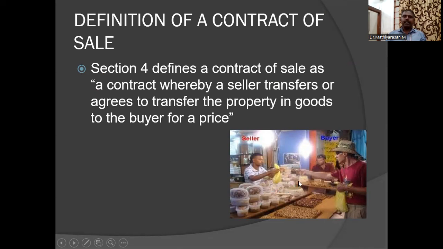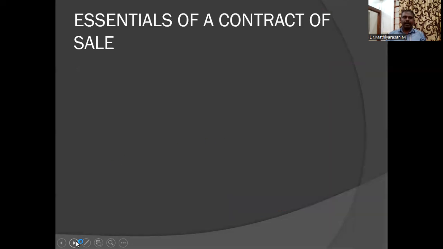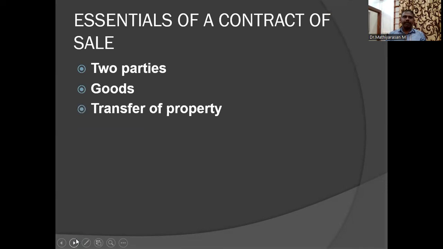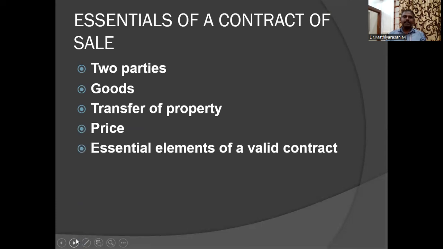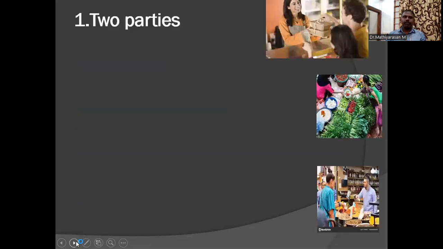Section 4 defines a contract of sale as a contract whereby a seller transfers or agrees to transfer the property in goods to the buyer for a price. What are the essentials of this contract of sale? Two parties should be there, goods should be involved, the transfer of property should be there, then price should be mentioned. The essentials of all elements of a valid contract should be present.